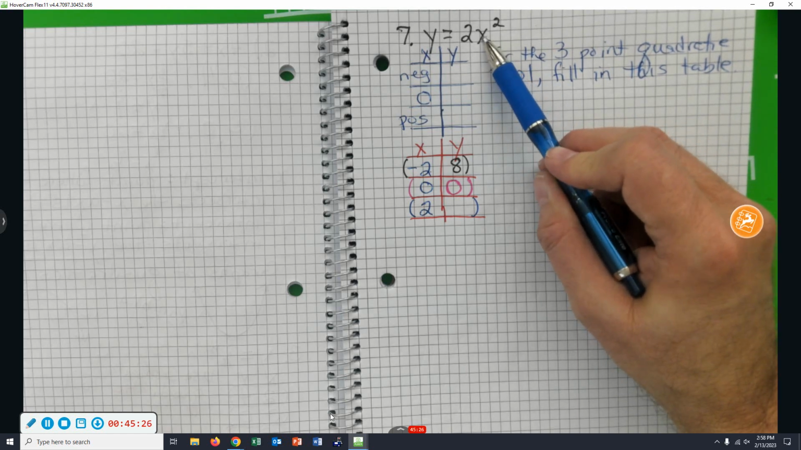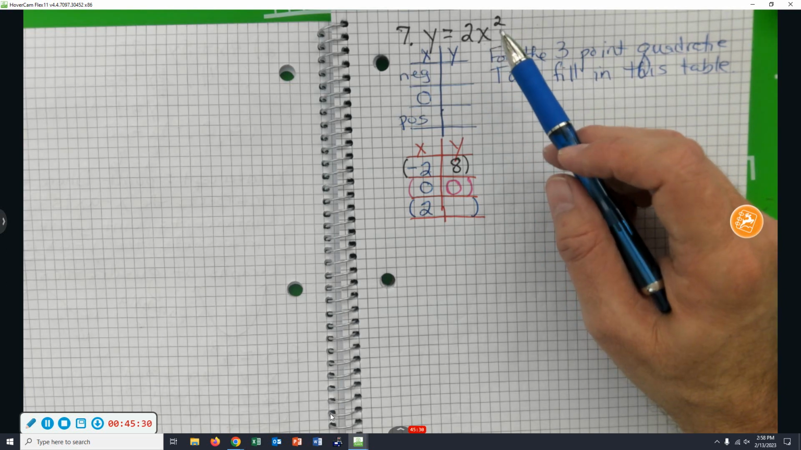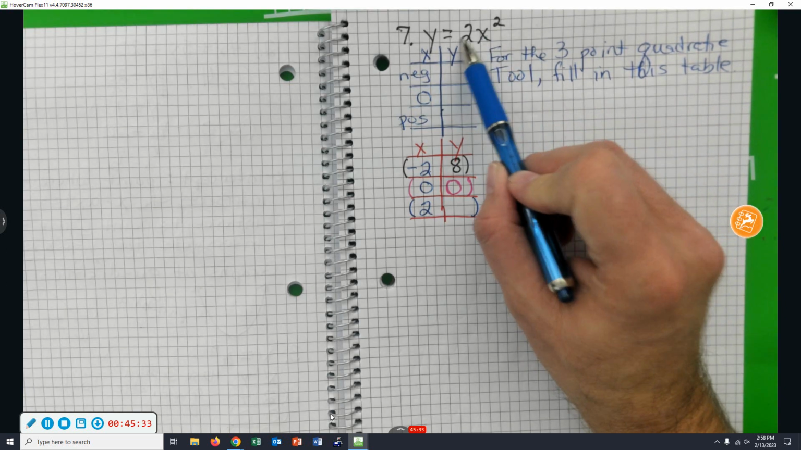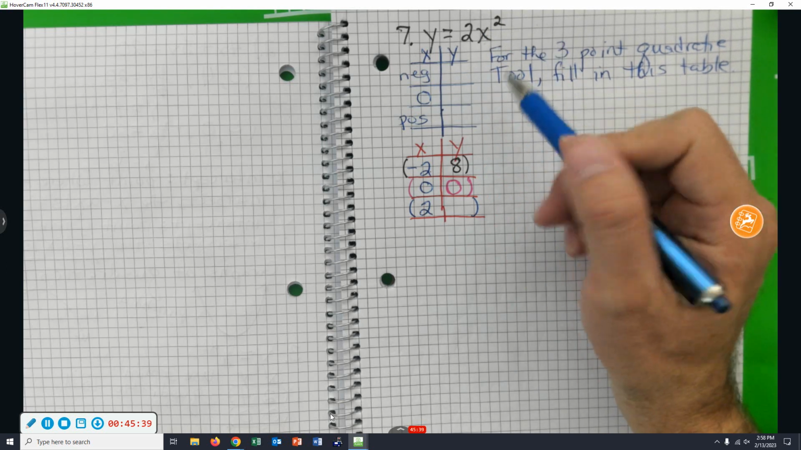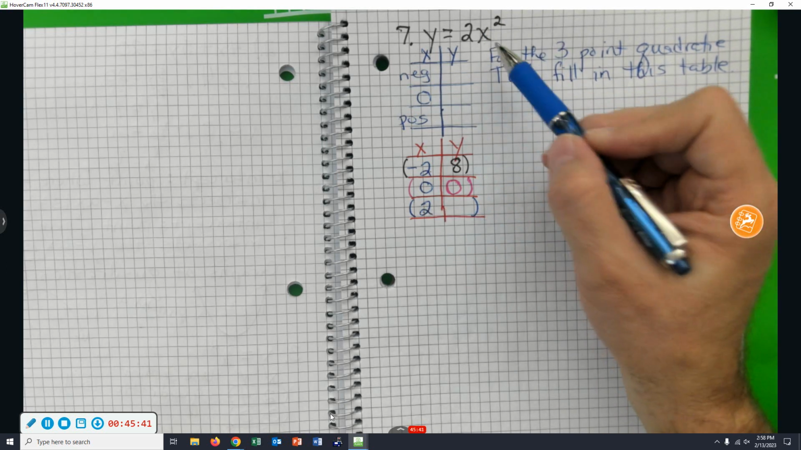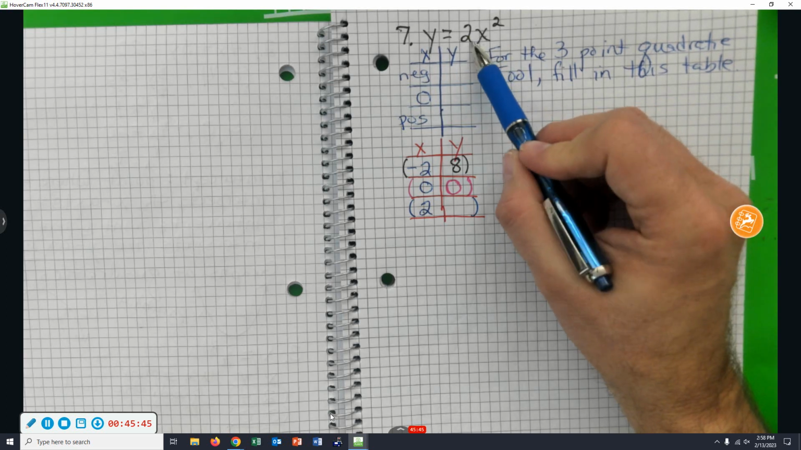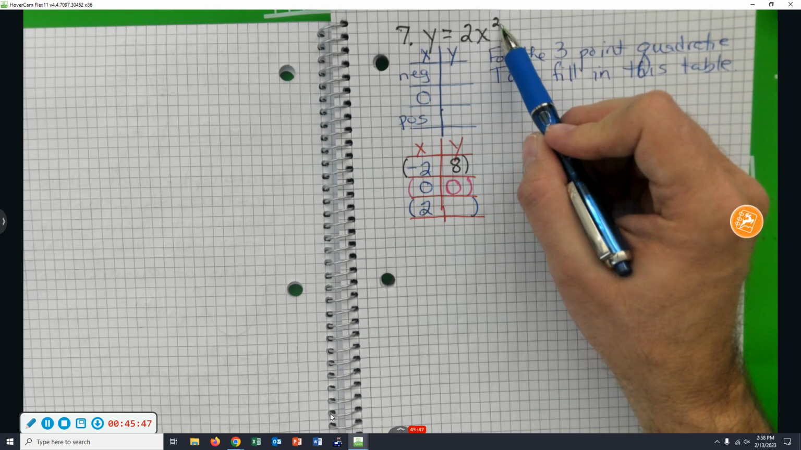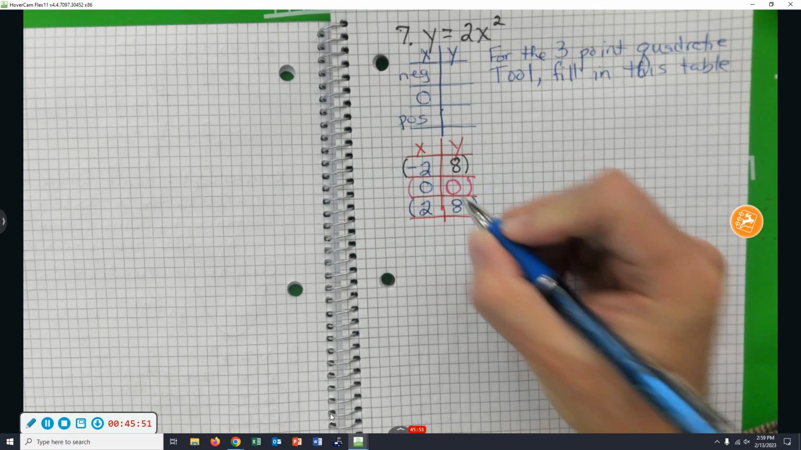It'll be 8 again. Make sure you're getting 8 and not 16. If you're thinking, no, it should be 16, you're multiplying before you're squaring. In the order of operations, you do exponents before you multiply. So plug the 2 in, square it, and then multiply by 2. 2 squared is 4 times 2 is another 8.